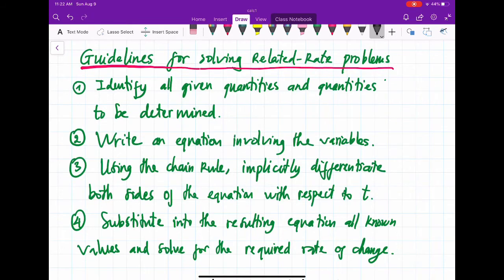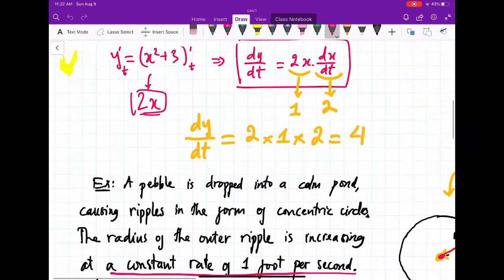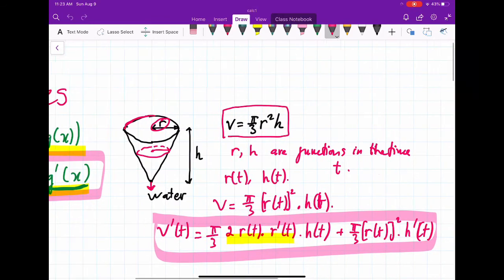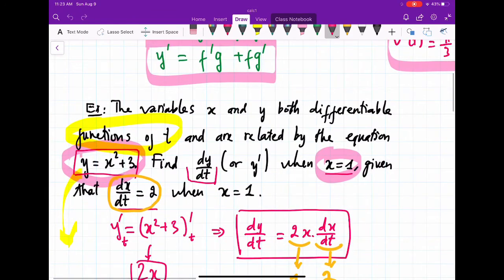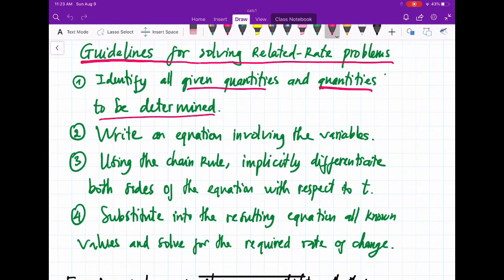Okay? So after two examples, we may have the following guidelines for solving related rate problems. Firstly, we need to identify all given quantities and quantities to be determined, right? And then we need to write an equation involving the variables. For example, in the previous example, we have A equals pi r squared, right? And in the very first example, we have the volume V depending on r and h, right? And in the second problem, we have y equals x squared plus 3. You see that? And then the next step is we need to use the differentiation rule. In this case, we use the chain rule and implicitly differentiate both sides of the equation with respect to t, where t is the time.